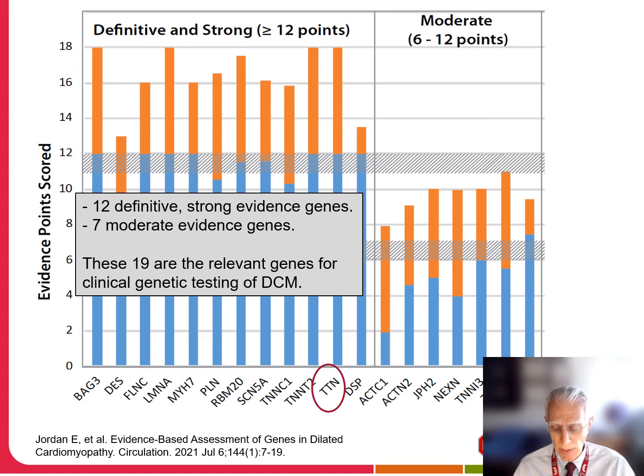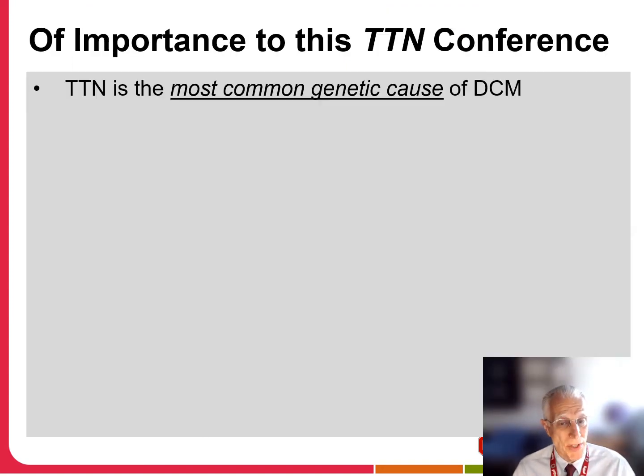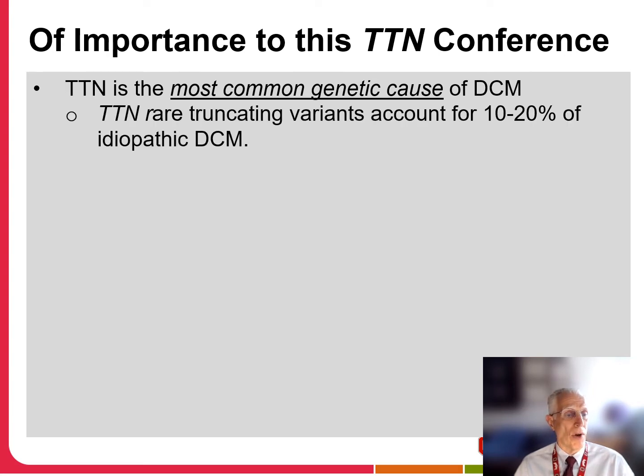The other fact, and of course of importance to this Titin conference, Titin is the most common genetic cause of dilated cardiomyopathy. Now, Titin rare truncating variants. A truncating variant, when a gene is making a protein, sometimes it just adds what's called a missense variant, changes one amino acid, but a truncating variant actually stops the protein production at that point.